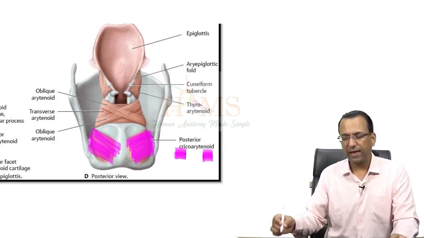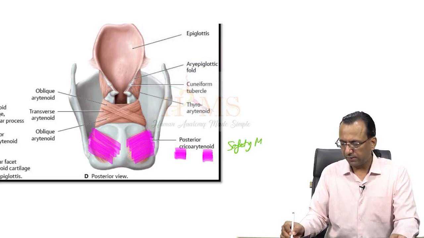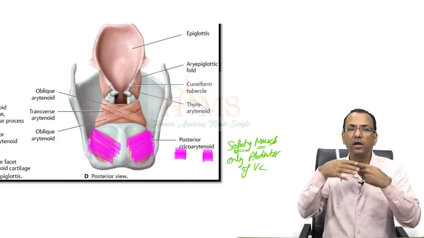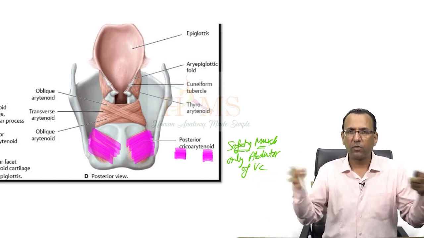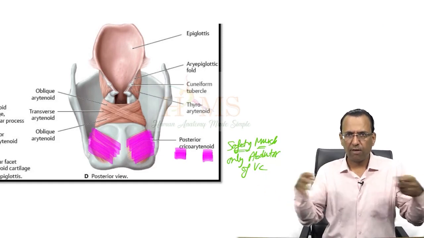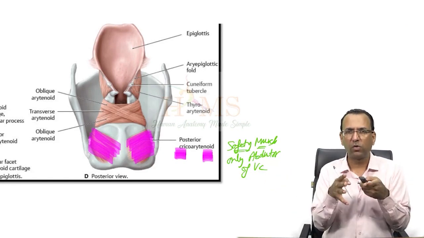This is the safety muscle of the larynx. Why would you say this is the safety muscle of the larynx? I will say this is the safety muscle of the larynx because this is the only abductor of the vocal cord. It will help us to breathe by opening the vocal cord. What if it is paralyzed? If it is paralyzed, then you will have difficulty breathing because the vocal cord will be closed.